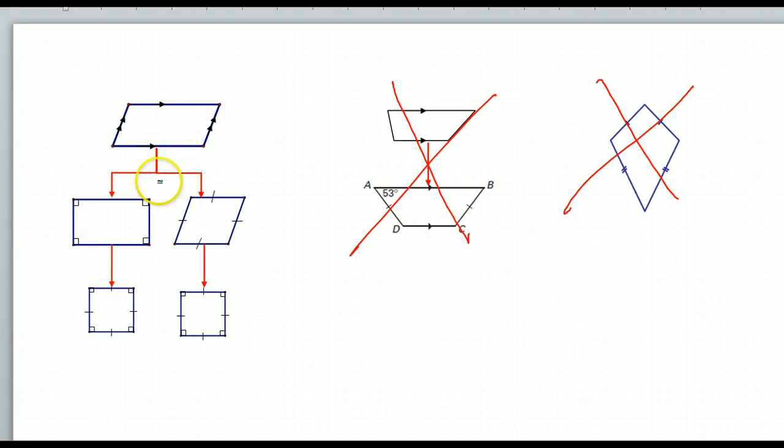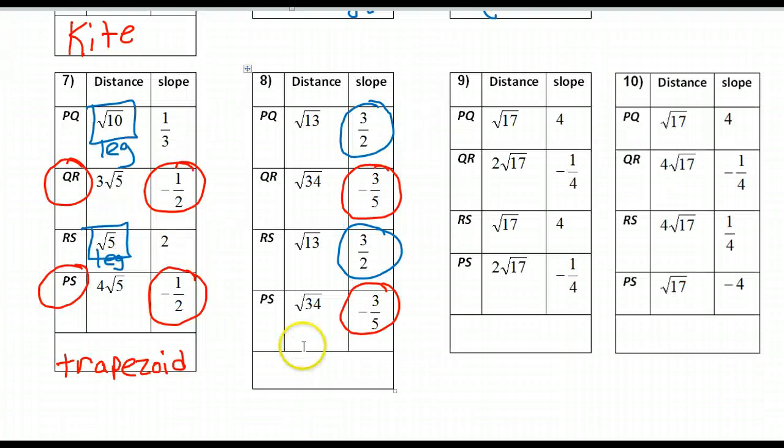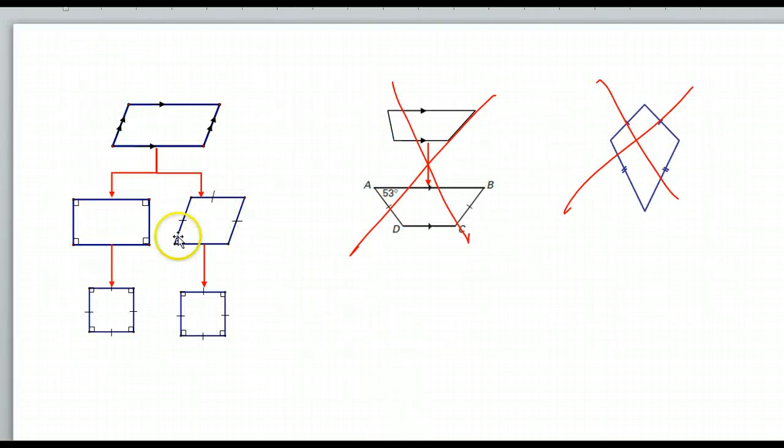Alright, so we know it's a parallelogram. Now we ask ourselves, is it a rectangle, is it a rhombus? We can eliminate rhombus right away, can't we? Why? How do I know this is definitely not a rhombus? Well, a rhombus has all 4 sides congruent. Alright, so not a rhombus, which means it's not a square either, because a square would have all 4 sides congruent.